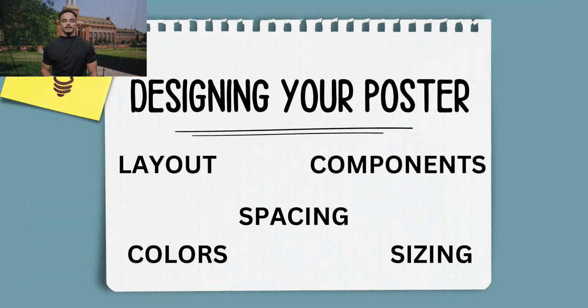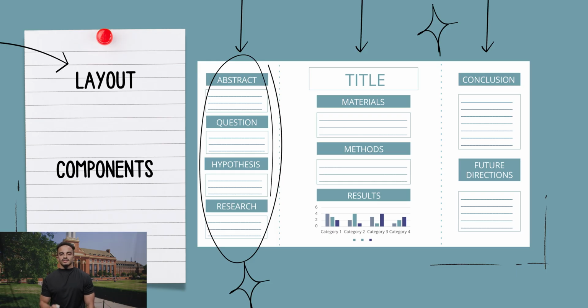There are 5 key things I need to focus on visually when making a poster: layout, spacing, sizing, components, colors. Let's talk about layout and components. For the layout, we just need to make sure that it flows well. We want to make sure each part of the poster flows almost chronologically or in order. For example, you don't want your results right next to your introduction.